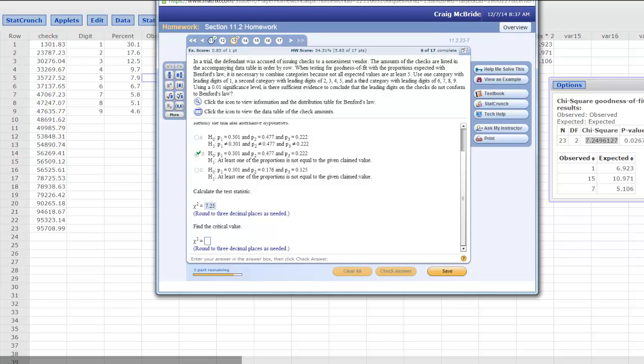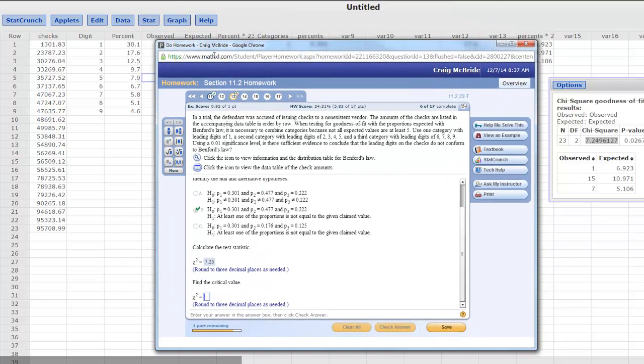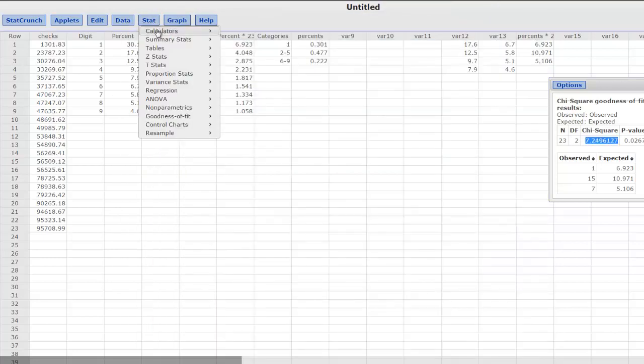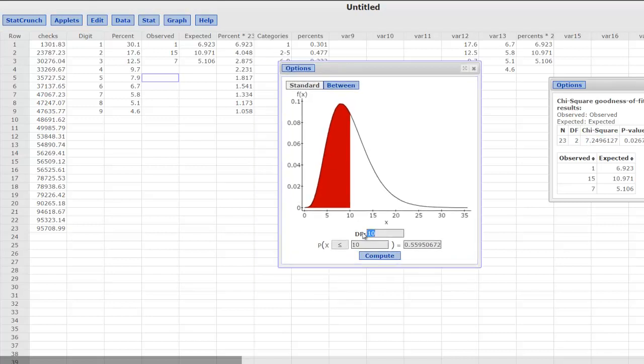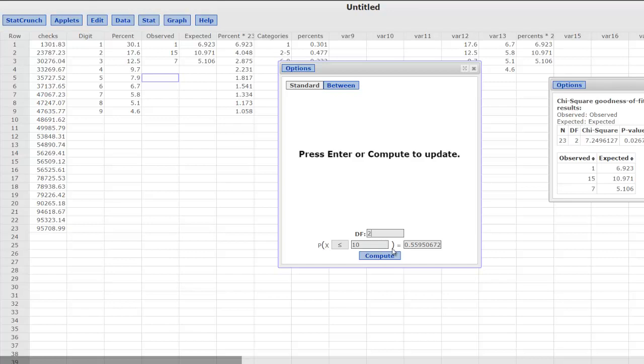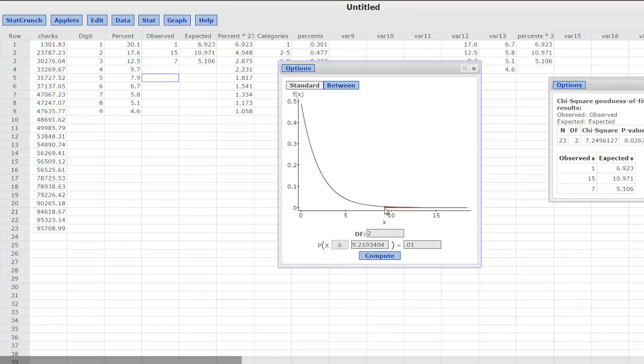Degrees of freedom is 2. So now we can go back to stat calculators, chi-square, because that's the kind of distribution we're on. That's what we always use our calculators for to find critical values. Put in our degrees of freedom of 2. Our alpha level was 0.01. And it's a greater than, because with chi-square, we're always doing an upper tail test, because you reject when your chi-square values get too large. And here's our critical value, 9.2.